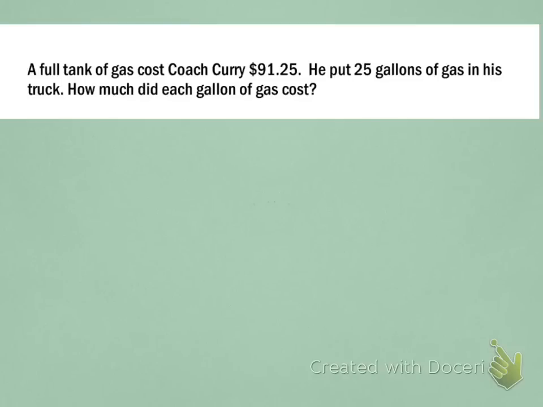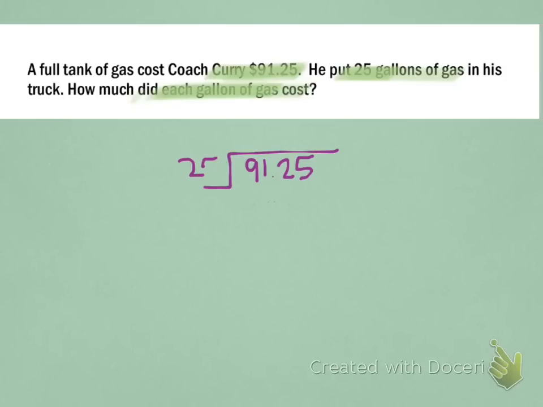So here we have a word problem. A full tank of gas costs Coach Curry $91.25. He puts 25 gallons of gas in his truck. How much did each gallon cost? So we know the total, but now we want to know how much each gallon costs. Here we would have $91.25. And we're going to divide that by how many gallons we have, which is 25. That's going to give us each gallon. So we're dividing by a whole number. So remember, we bring that decimal straight up to the top and then divide like normal. Once again, I'm going to have you press pause and I want you to practice the math on your own. And press play when you are finished.